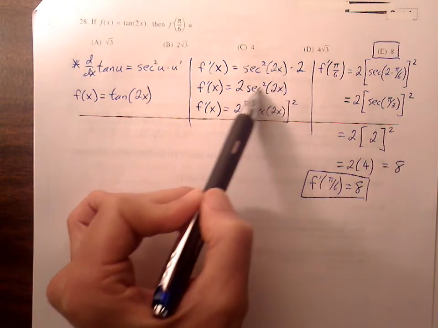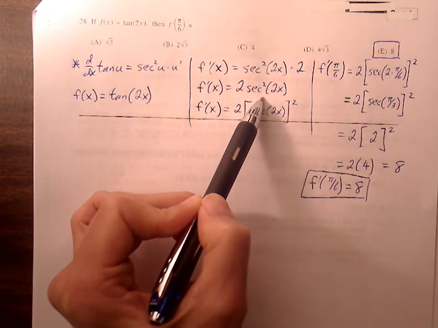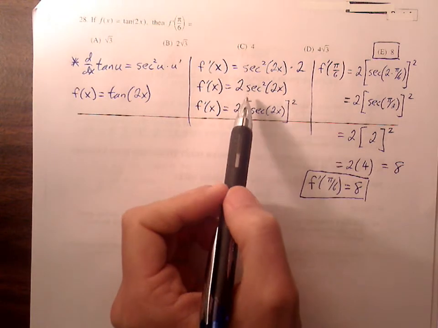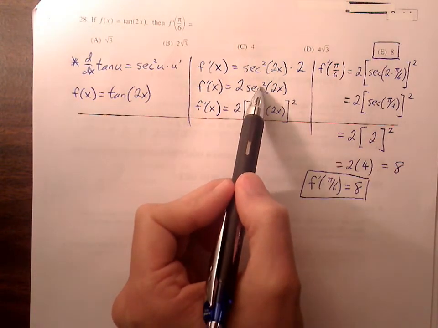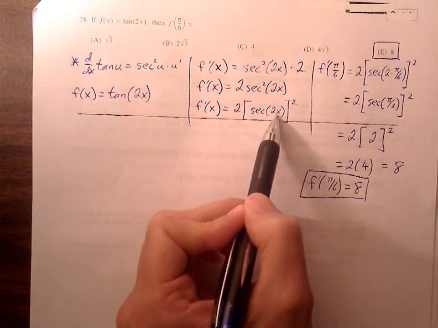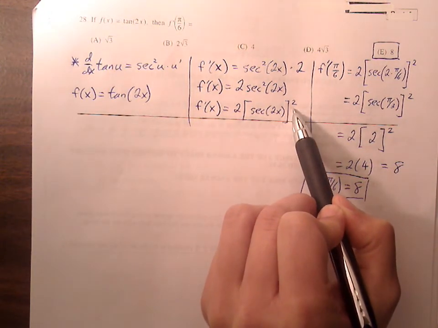Clean this up, push the 2 out in front. We have 2 secant squared of 2x. Now we're going to plug pi over 6 in. Now to make it so that we don't get thrown off by this notation, let's rewrite this using brackets. So that squared is the same thing as saying the entire secant of 2x is going to be squared. Right? Visually, that's going to be more helpful, and also we won't get thrown off when we're evaluating. So we have our derivative.